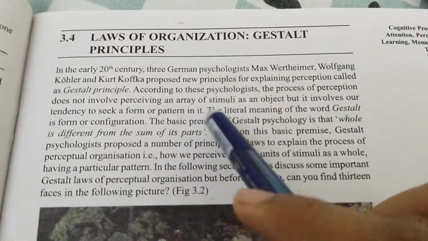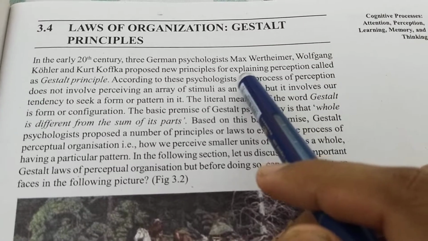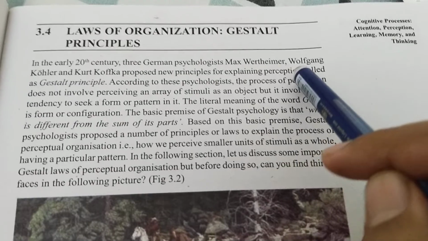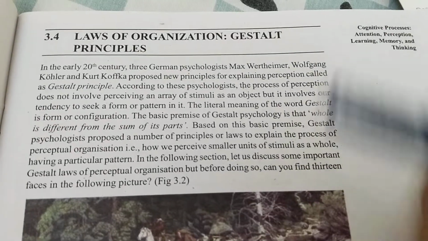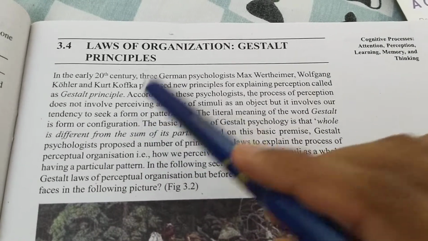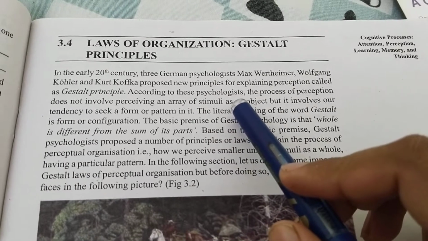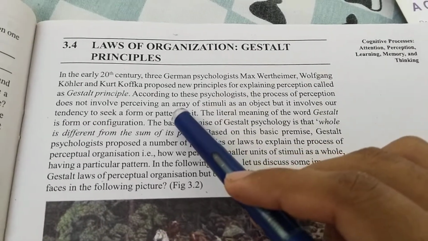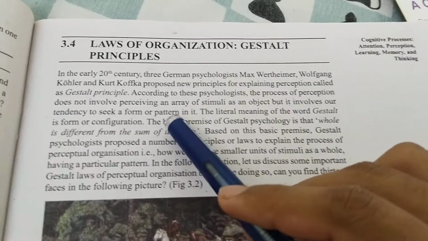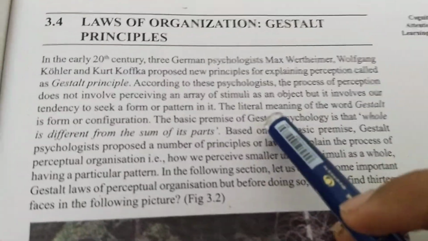So, in the early 20th century, three German psychologists, Max Wertheimer, Wolfgang Kohler, and Kurt Koffka, proposed new principles for explaining perception. Perception, that is how we see things and make sense of them, like explained in the previous video. These new principles were called the Gestalt principles. According to these psychologists, the process of perception does not involve perceiving an array of stimuli as an object, but it involves our tendency to seek a form or pattern in it. Now we need to break it down to understand this properly.